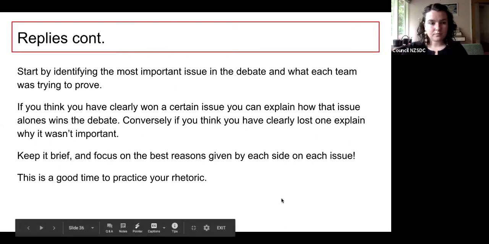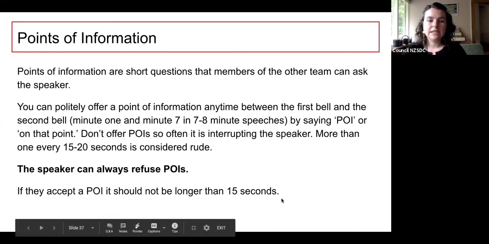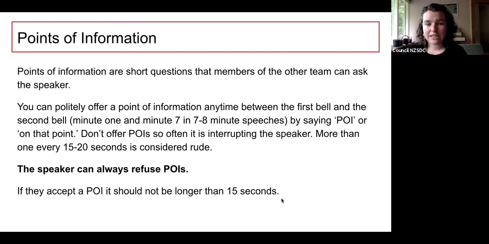Okay, points of information. Points of information are short questions that you can ask the other speaker. In this style, it has to be a question, but you're not going to lose the debate if it's not a question, but try as much as you can to make it a question. You can't offer a point of information in the first minute of a speaker's speech or in the last minute of a speaker's speech. And the speaker can always refuse a point of information.